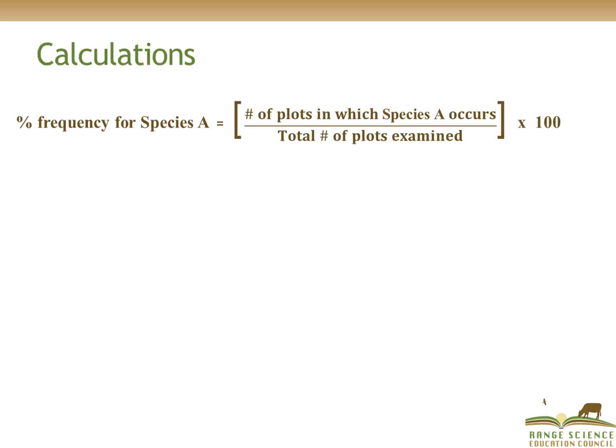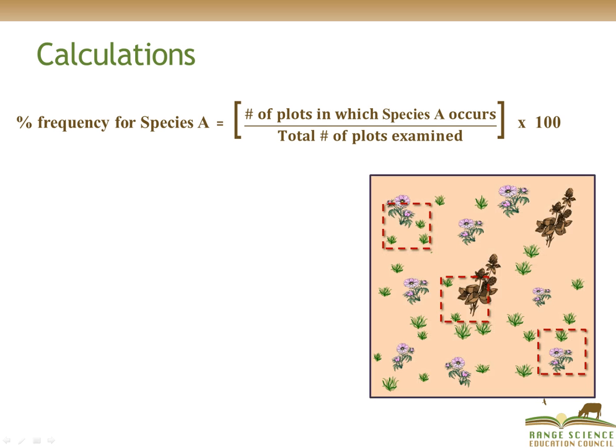Frequency is calculated as the proportion of the number of plots in which a species occurs relative to the total number of plots that are examined. The frequency calculation is quite straightforward, and we always report frequency as a percentage, so this ratio is multiplied by 100 to turn it into a percentage. So let's look at an example.